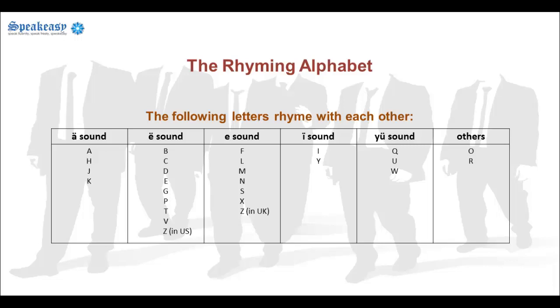The short E sound: F, L, M, N, S, X, and Z as it's pronounced in the UK. The long I sound: I and Y. And the long U sound: Q, U, and W. There are two letters that do not fit into any of these categories, and those are O and R.